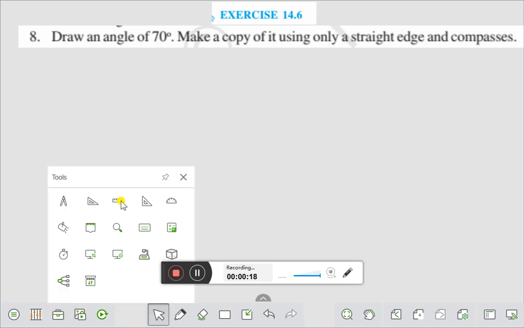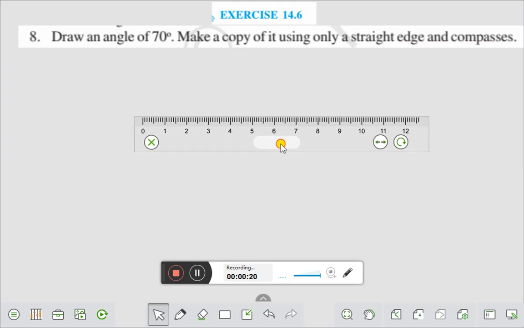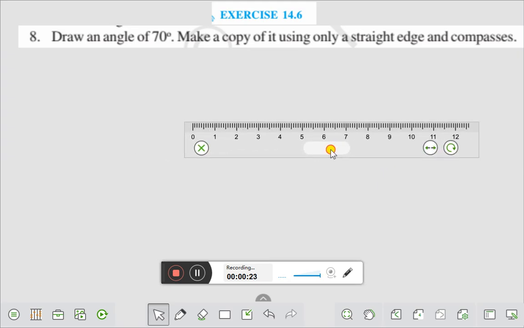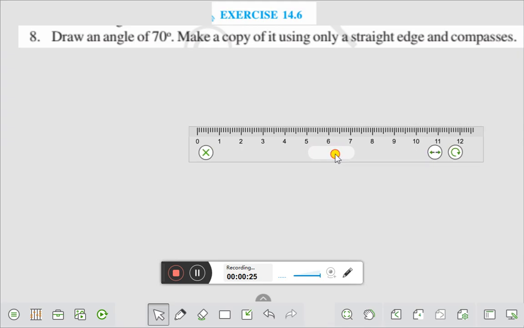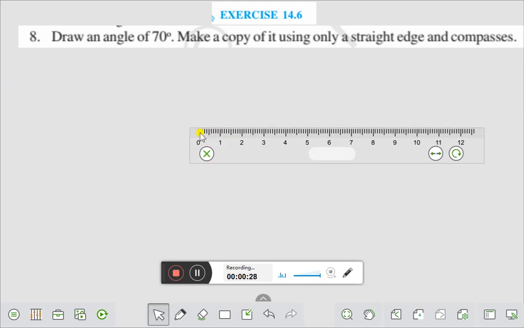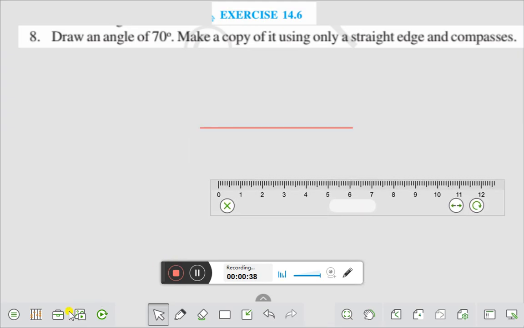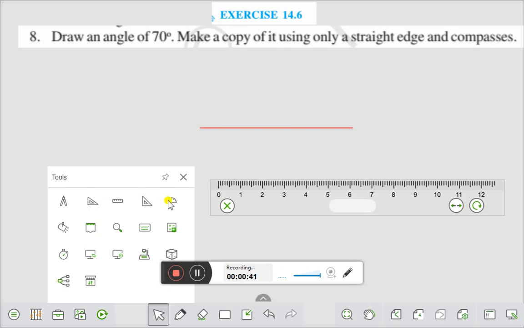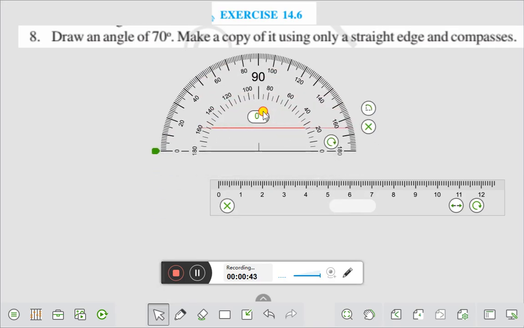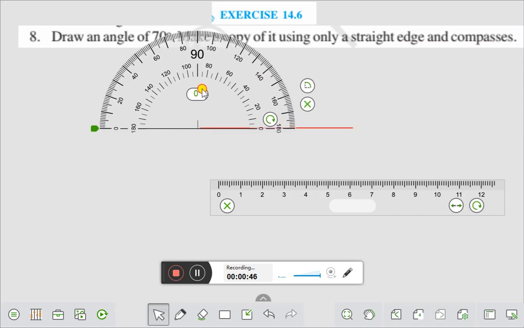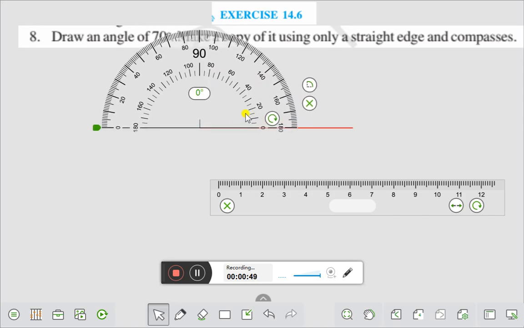First take a ruler. We have taken a ruler. Here we'll take a line. We have taken a line here. Now with the help of protractor, let us take the protractor. We have taken the protractor. With the help of protractor, we can measure. Put the protractor correctly and measure 70 degree.